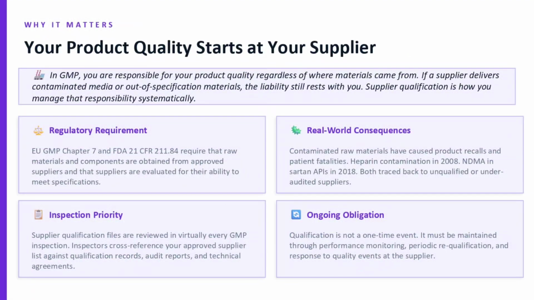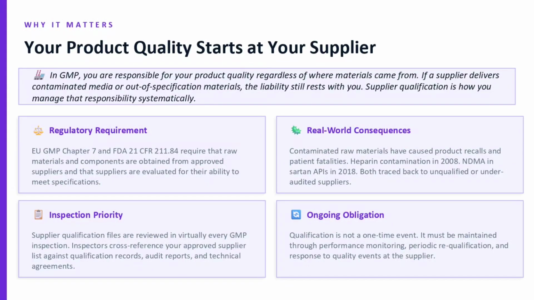Let me start by grounding the importance of this topic in regulatory requirements and in real-world consequences. EU GMP Chapter 7 on Outsourced Activities and FDA 21 CFR 211.84 both require that raw materials and components are obtained from approved suppliers and that those suppliers are evaluated for their ability to consistently meet your specifications. This is not a best practice recommendation. It is a regulatory obligation.